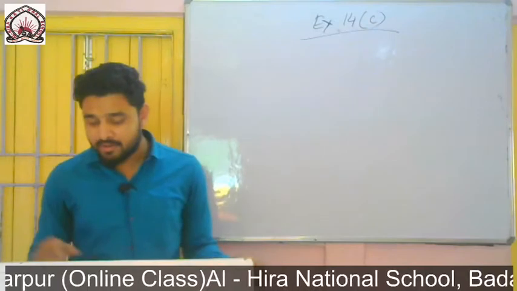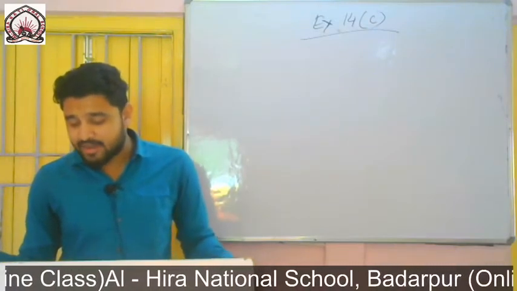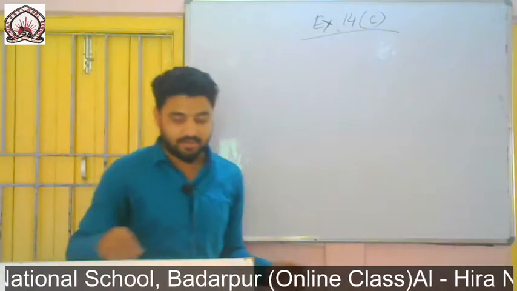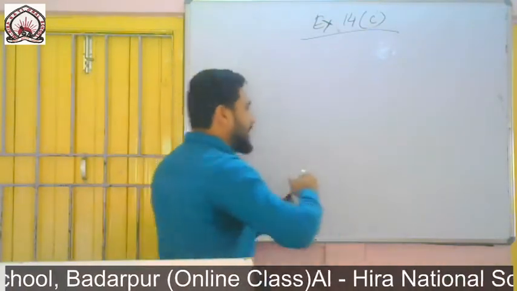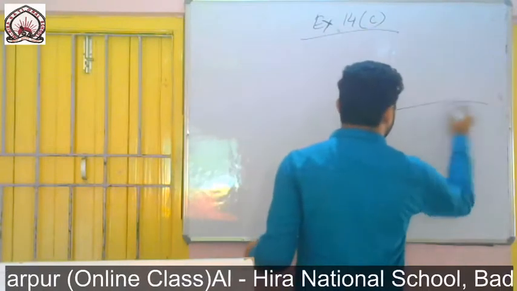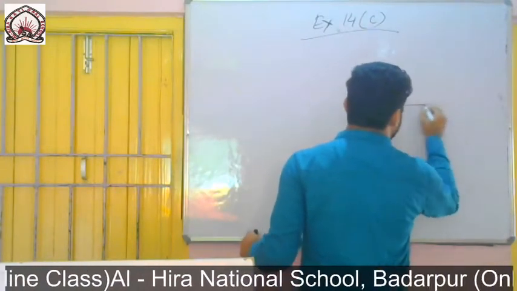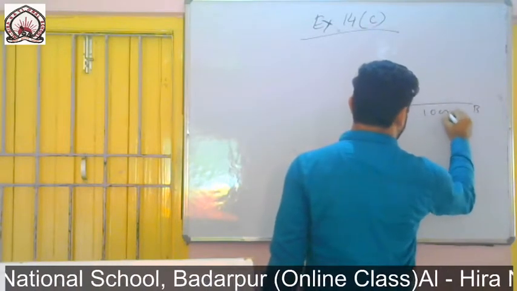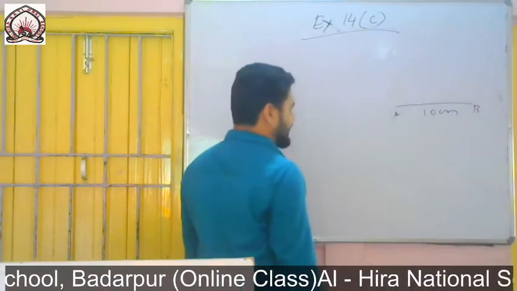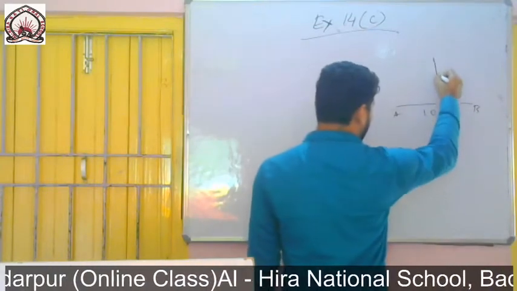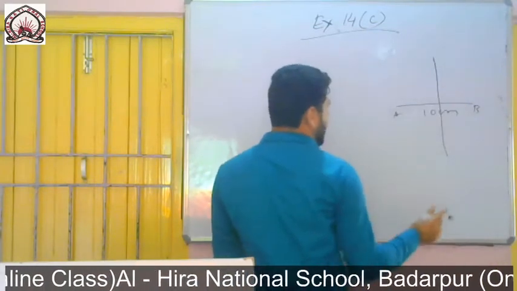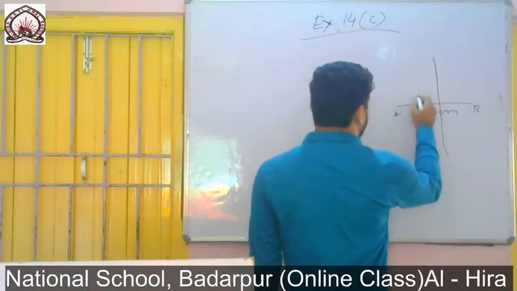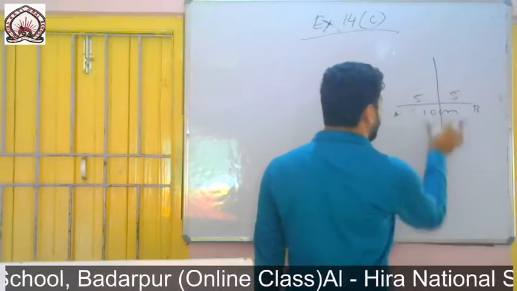So come to the question. Draw a segment of length given, construct its perpendicular bisector. That means we have to construct the perpendicular bisectors. Suppose this is a length AB having 10 centimeter measurement. Perpendicular bisector means we have to bisect this line. If I bisect this line, then this part will be 5 centimeter and this part will be 5 centimeter. That is called perpendicular bisector.